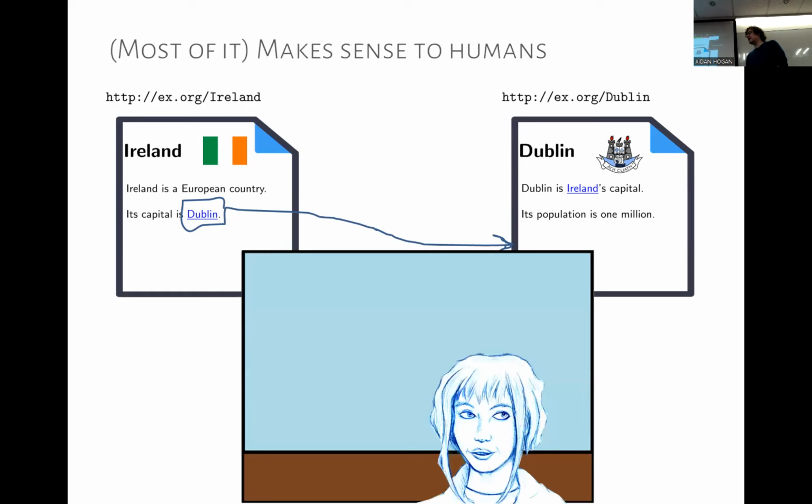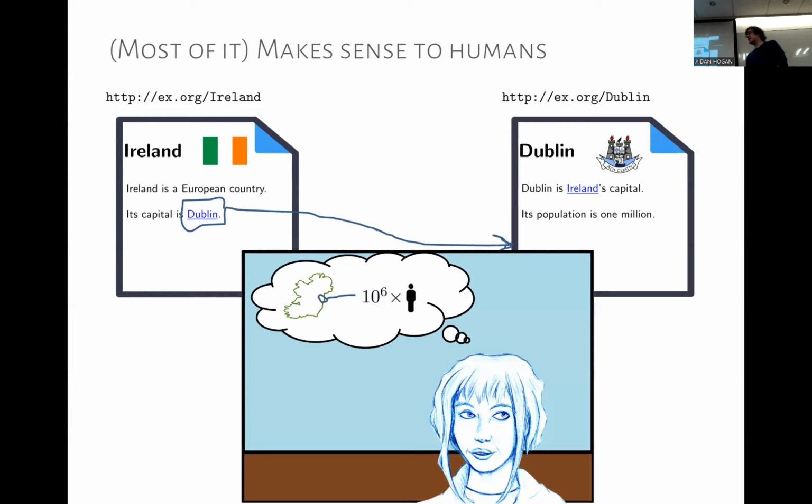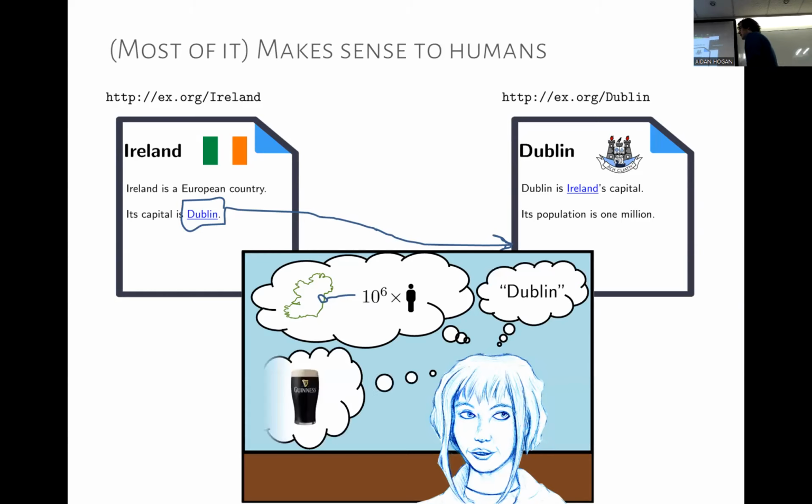Most of this makes sense to humans. If you see this as a person and you speak the language of the web page, you can read this and get some content from it. You can understand something. You can conceptualize it. You can figure out that we're talking about some country and that there's some capital that has a certain population, for example. We can project that into a real world meaning. And that capital is called Dublin.